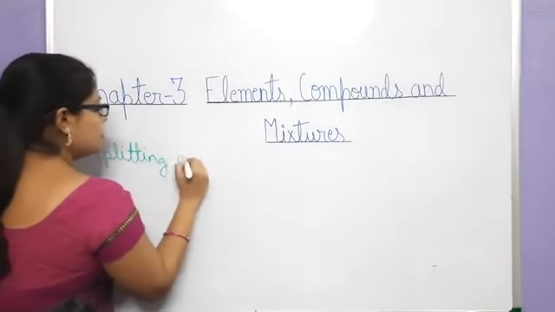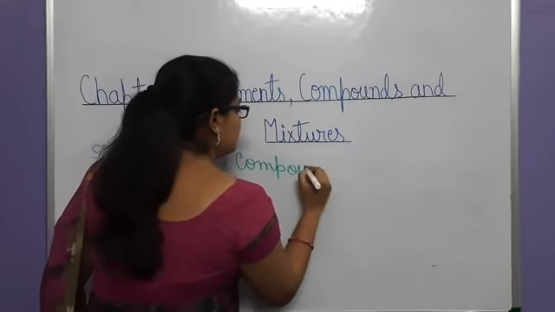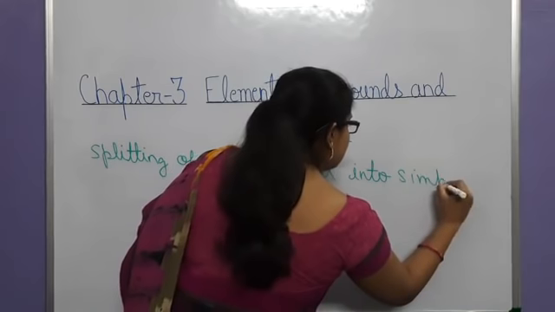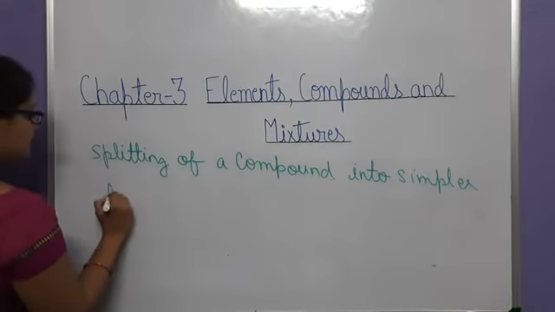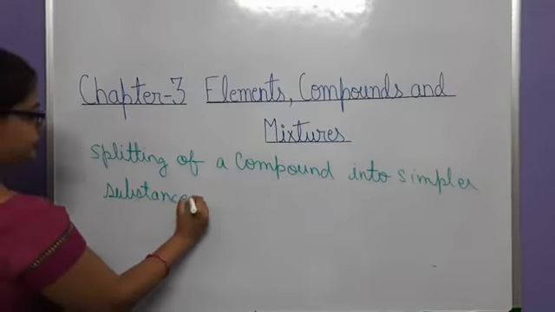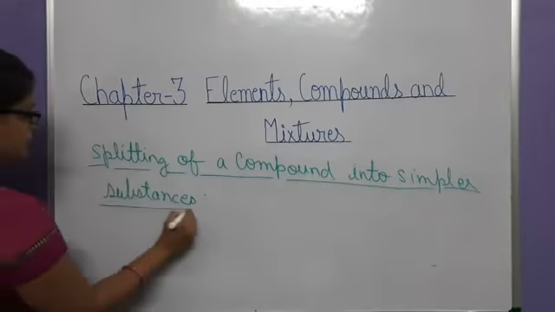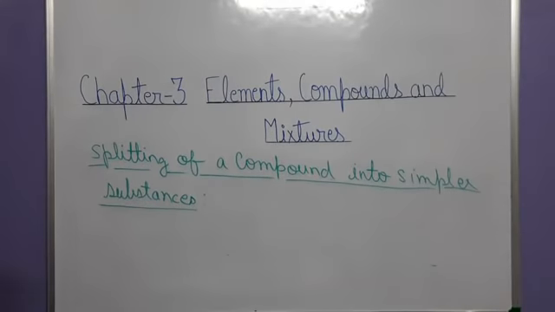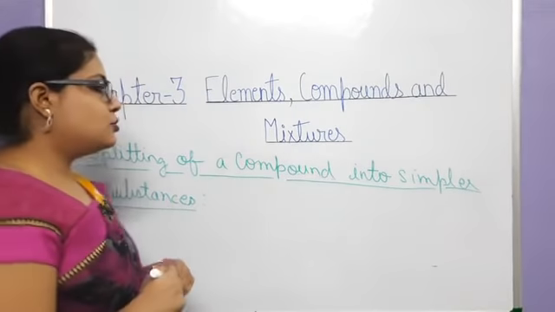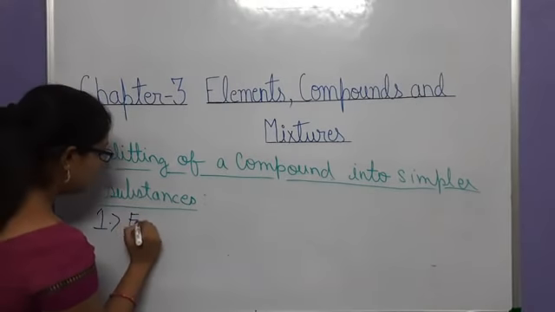Splitting of a compound into simpler substances. Okay, so we have already talked in a definition that compounds can be split into simpler substance by chemical means. So very first topic is electrolysis. Okay, now this topic is very important. Okay, electrolysis.